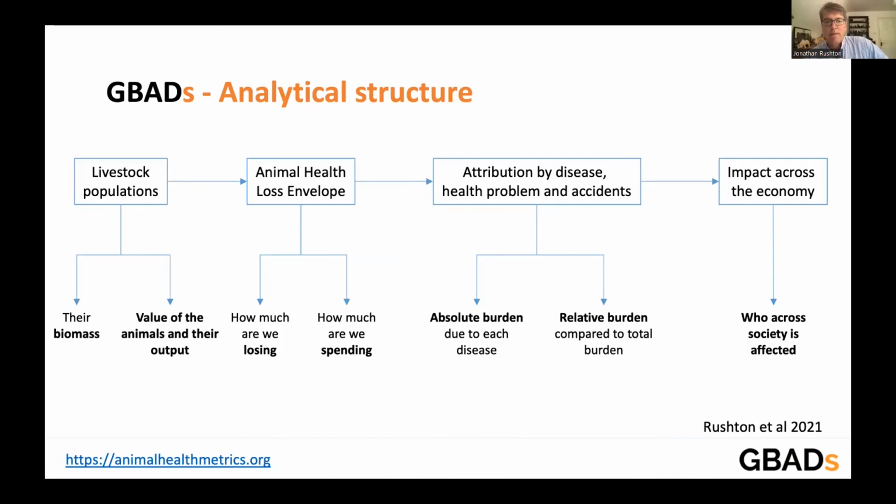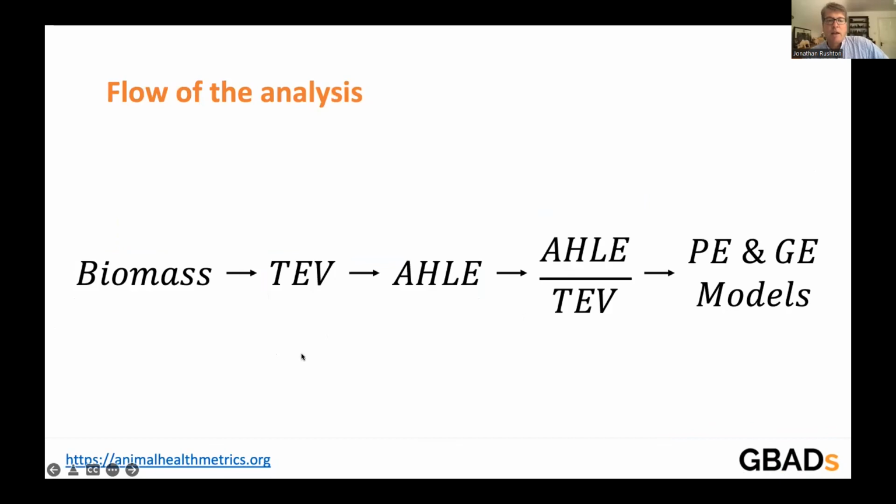We've tried to do this in a similar sense by providing a fairly straightforward analytical structure that I've just described to you today, where we're moving from livestock populations across to the impact across the economy, generating a range of information which we see that users might be able to apply in their different systems. And the flow of that analysis is basically around estimating the biomass of the animals, thinking about the economic value of those animals, doing that gap analysis, that animal health loss envelope, and calculating an efficiency change in those livestock systems, and using that in wider economy models, either partial equilibrium models or general equilibrium models, to estimate the burden across the society as a whole.